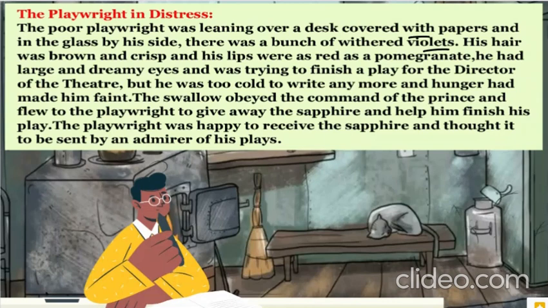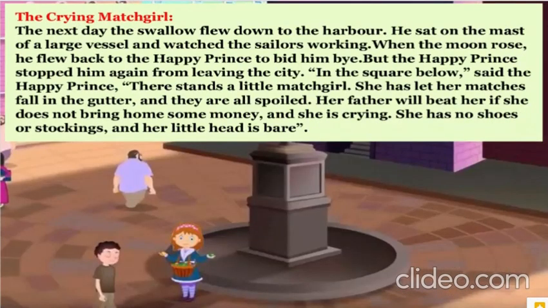The swallow obeyed the command of the Happy Prince and flew to the playwright with the sapphire and kept it on the table. And it helped him finish his play. And then the playwright was very happy to receive the sapphire, and he thought that it had been sent by an admirer of his play. He thought, maybe the people who read my plays are admirers and they gave me this gem. Okay. So, who was the second person? The second person was the playwright. First was the seamstress. Now, third, the match girl. Third is the match girl.